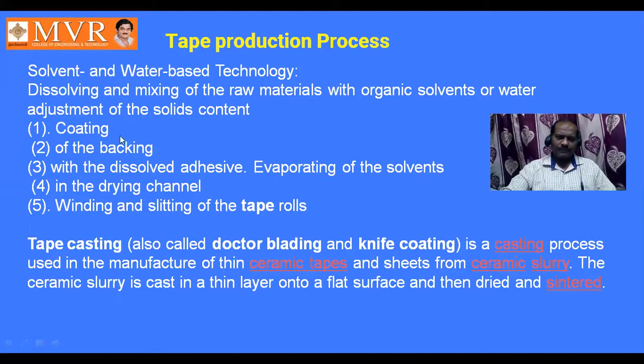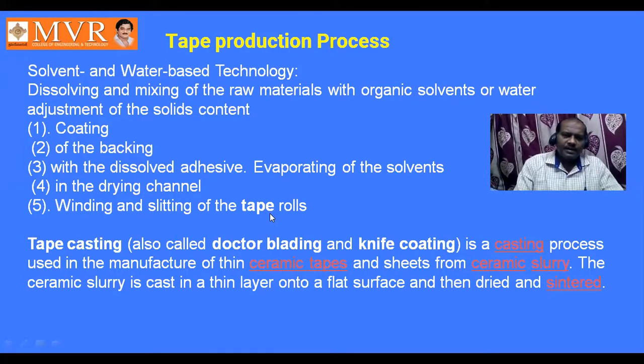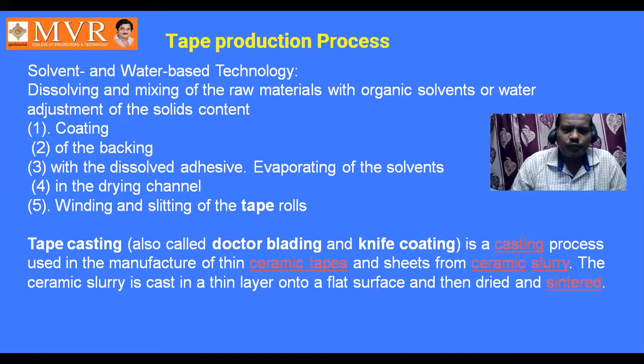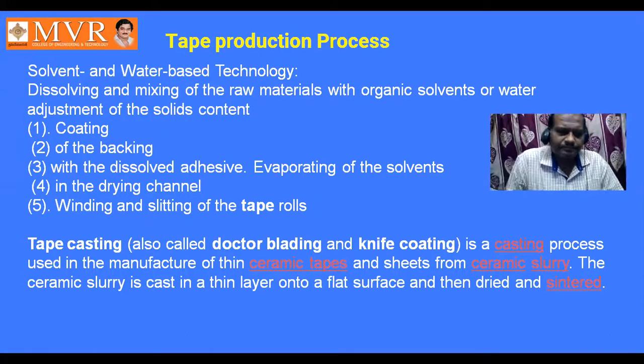One is coating, next one is backing, next one is dissolving adhesives and evaporating the solvents in the drying channel, and winding and slitting of the tape rolls. That means tape preparation here is broadly classified into five different steps.